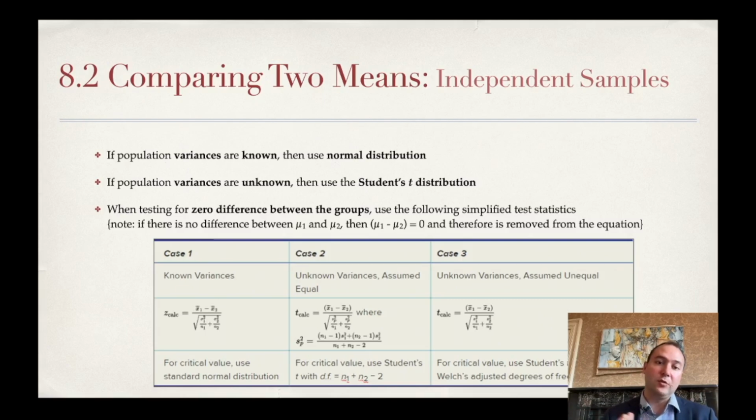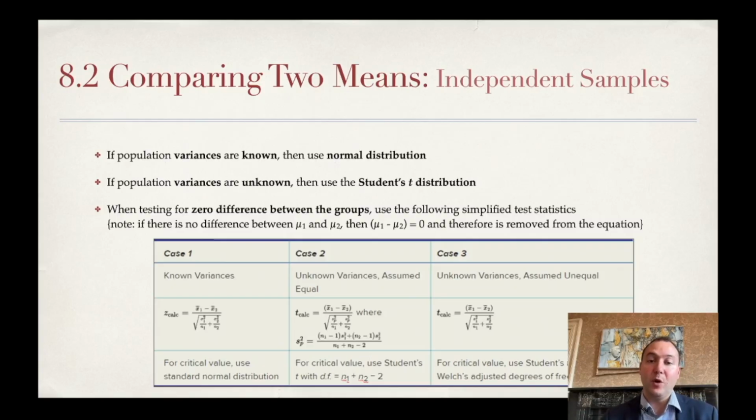When testing for zero difference between the groups, use the following simplified test statistics. If there is no difference between mu1 and mu2, then mu1 minus mu2 equals 0, right? So therefore, that part of the equation can be removed. We don't need to include that.